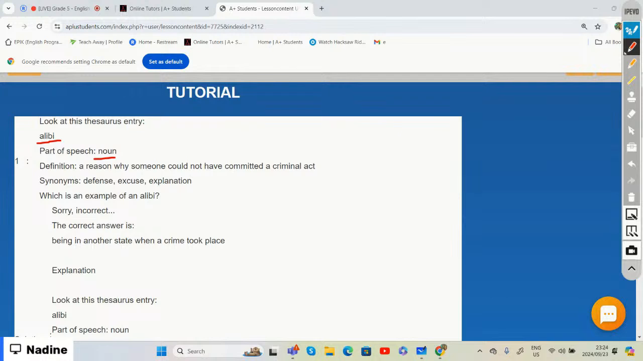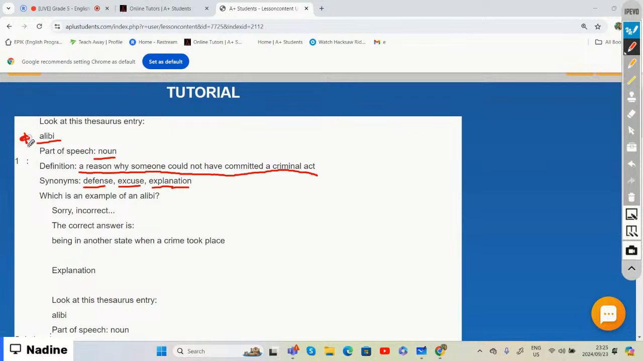And the definition of alibi, right, is a reason why someone could not have committed a criminal act. And the synonyms, which are words with the same meaning or almost the same meaning, are words like defense, excuse, and an explanation.